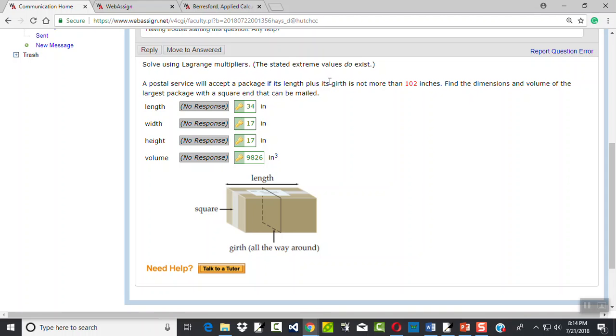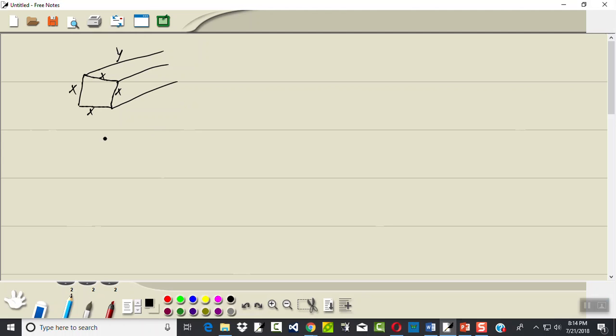This is where I saw it just a minute ago. Largest package. So they want us to maximize the volume. Now our volume is going to equal our width times our height times our length. So the sides multiply together. So we got x times x times y. So that's going to be x squared y.